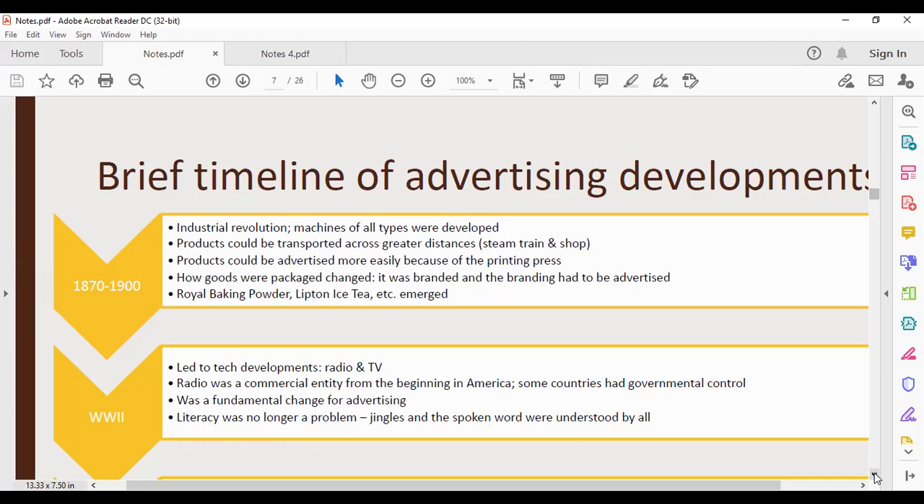Before the printing press, if you remember in our last lesson, we said when a book was being printed, they'd print it individually, which means it will take time if you want to print 100 copies or 200 copies.